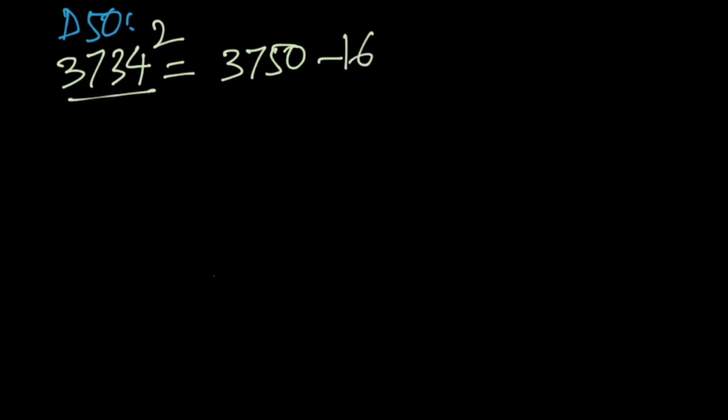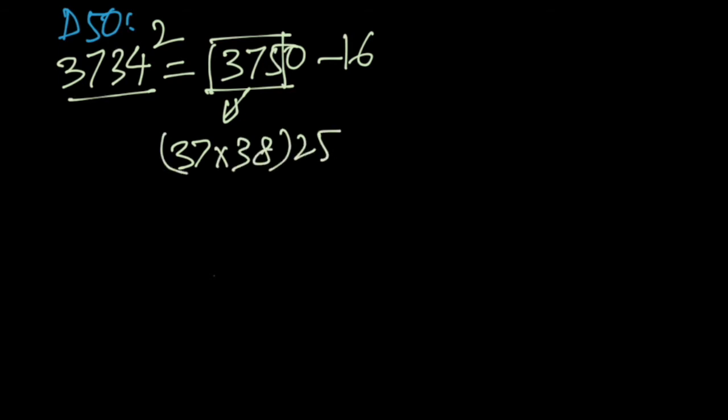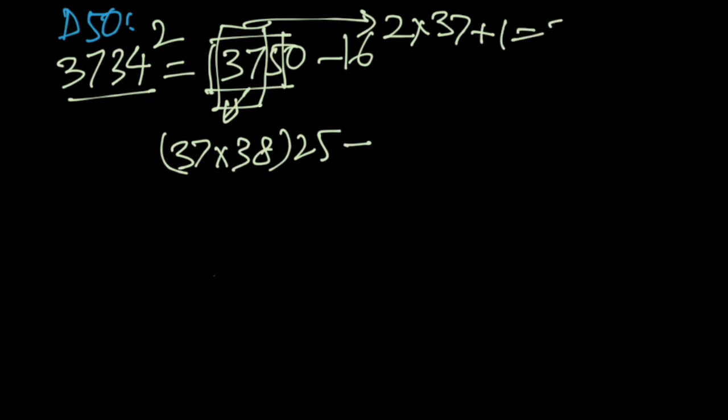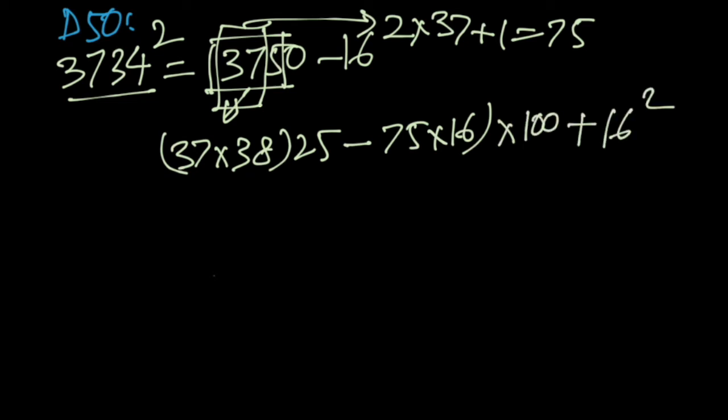So, what are we going to do? We are going to do the square for this number. So, it becomes 37 times 38 and we put 25 in the front, minus we take this number, double it and add 1. So, this becomes 75. So, we do 75 times 16 and this whole thing is 100, plus we are going to add the square of 16.